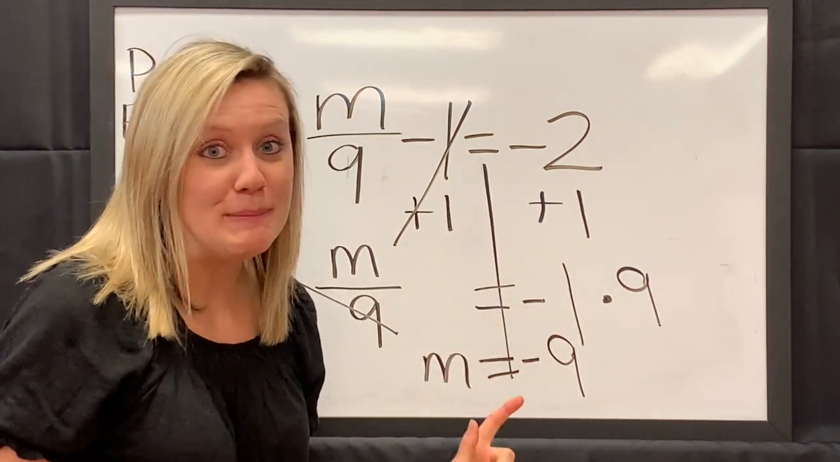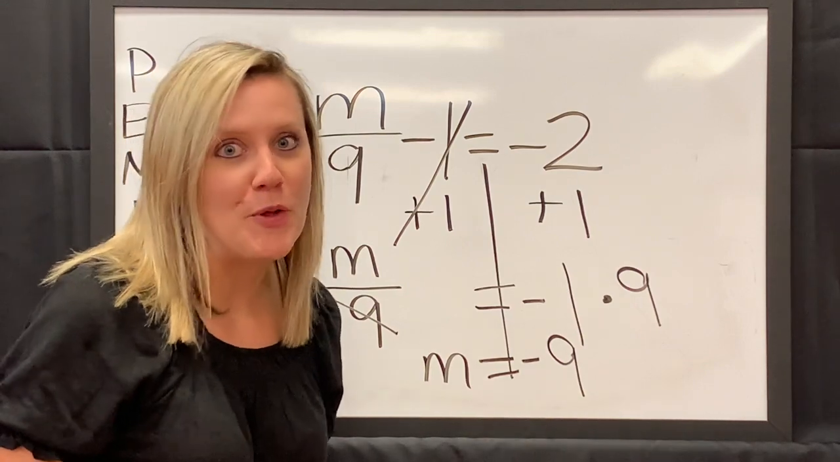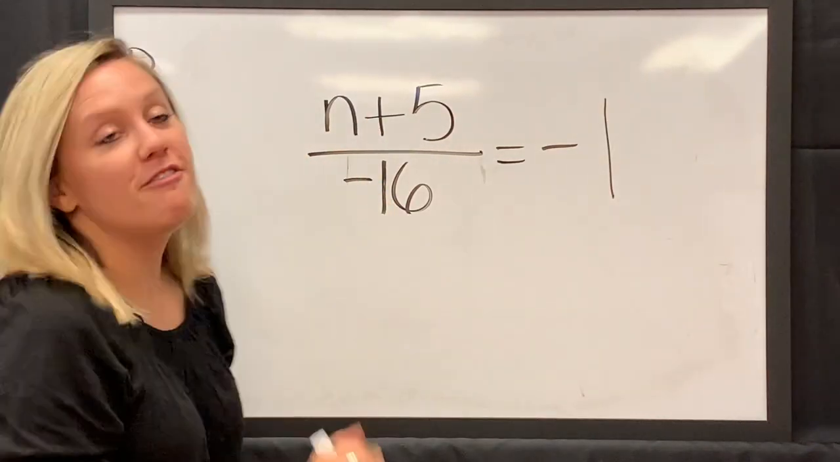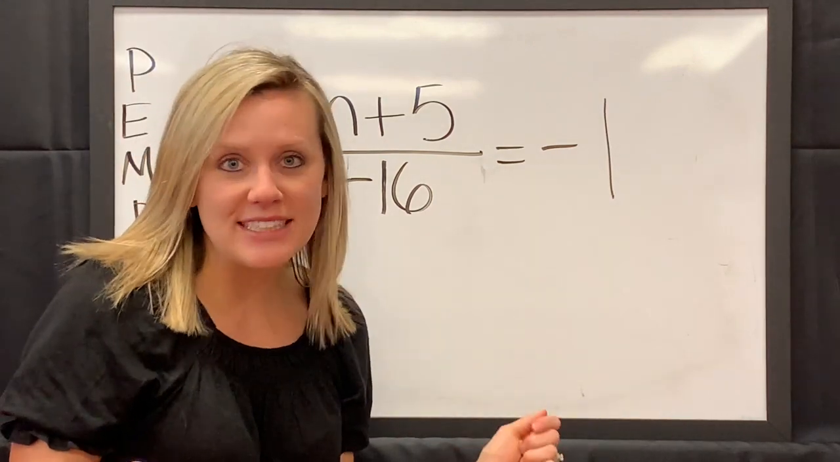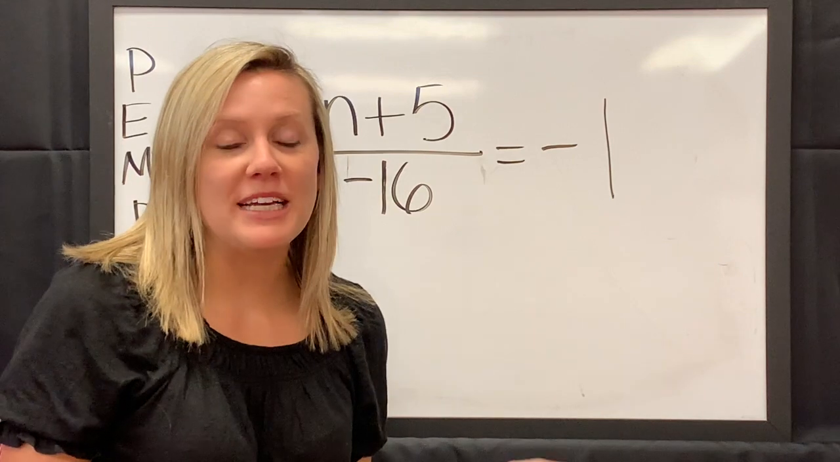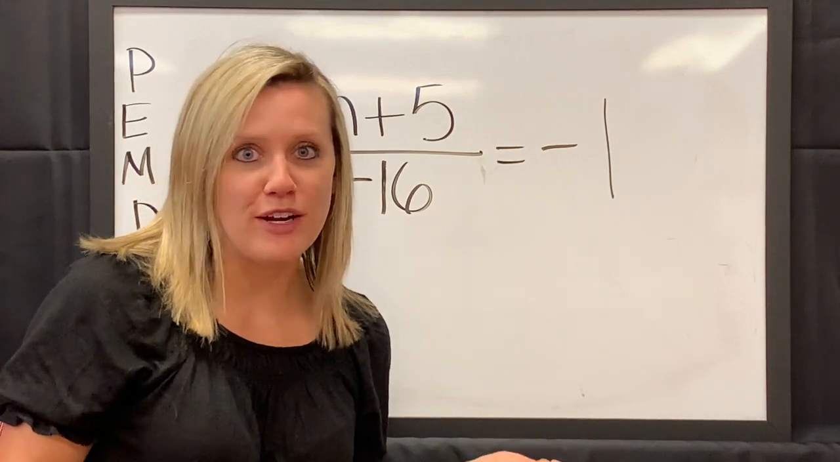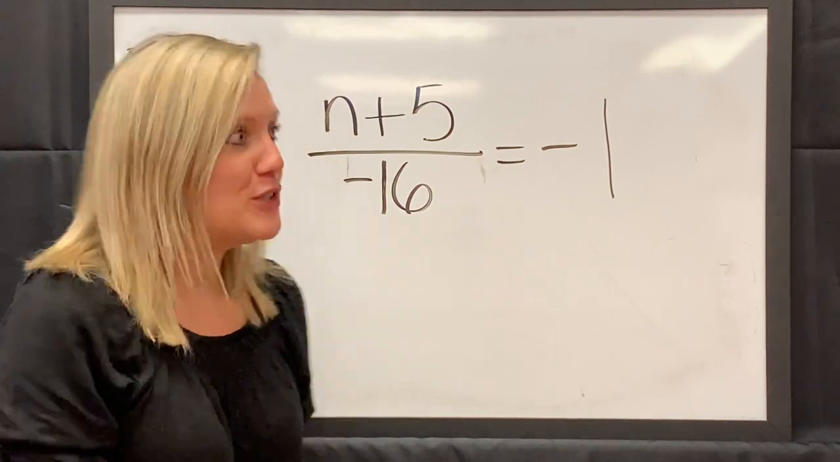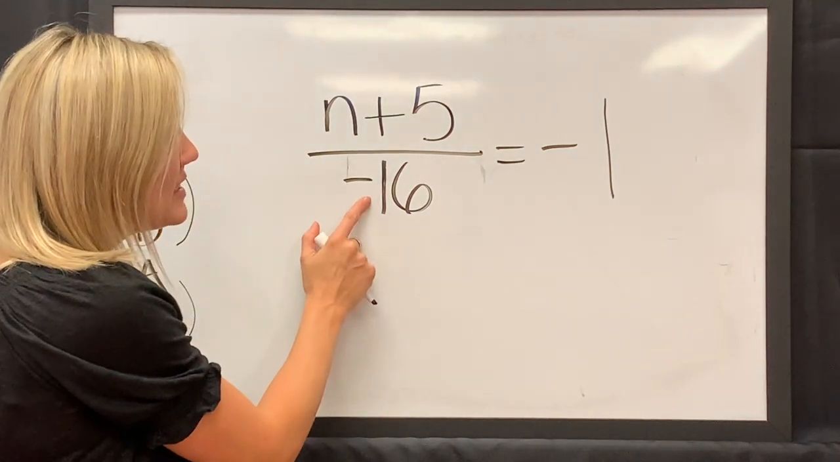Okay, we're going to keep going. We're just going to do a couple more. Here we have n plus 5 all divided by negative 16 equals negative 1. So this problem is actually quite different than the problem I did before this. The first thing I'm going to do is multiply by negative 16.